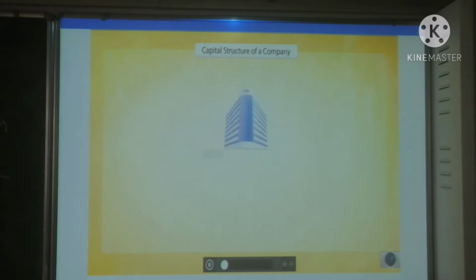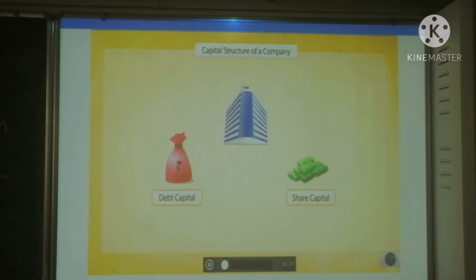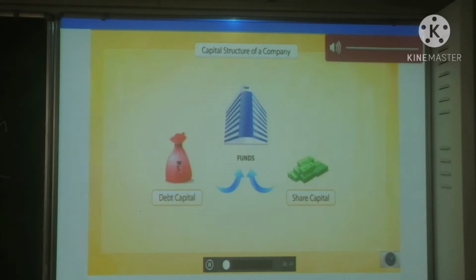The capital structure of a company consists of share capital and debt capital. Normally, share capital includes capital contributed by shareholders and past profits. Debt capital includes borrowings from the bank and funds received from issuing debentures. Finances raised through debentures are used over a long term.